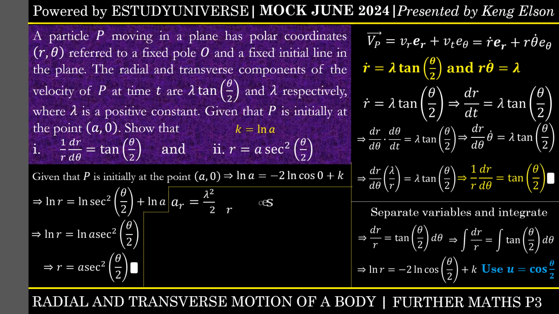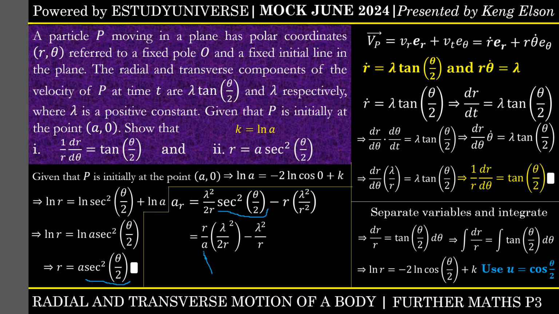Okay, so previously we have seen that the radial component of the acceleration is this. So if you want to simplify, now you realize that sec squared theta divided by 2 can be gotten from this proof. Sec squared theta divided by 2 is r divided by a, and we just have to replace the sec squared theta divided by 2 with r divided by a. Once we replace, now we have the lambda squared on 2r still there.